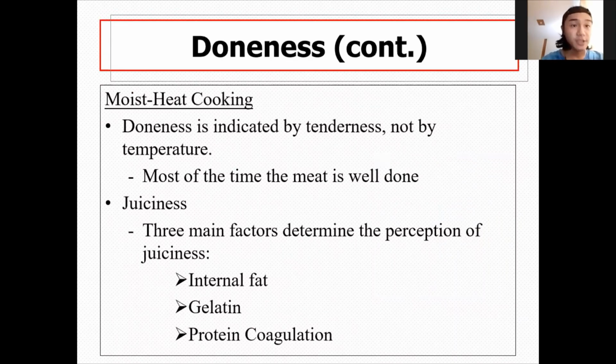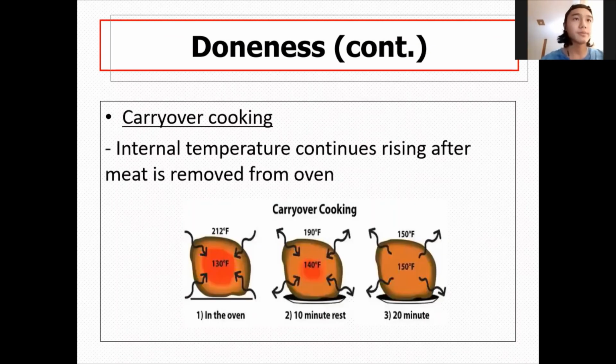Moist heat cooking. Doneness is indicated by tenderness, not by temperature. Most of the time, the meat is well done. For juiciness, three main factors: internal fat, gelatin, and protein coagulation. Carryover cooking is when the internal temperature continues to rise after the meat is removed from the oven.